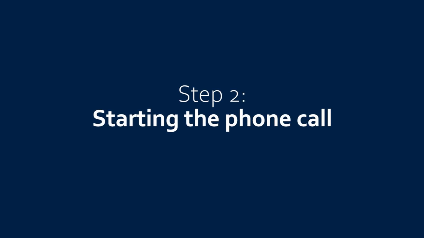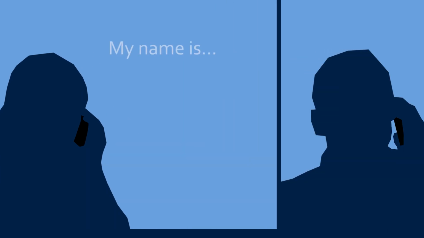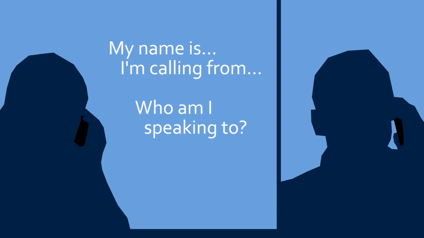Step 2. Starting the phone call. If the person does not answer the phone, do not leave a voicemail. If they do answer, introduce yourself by name. Clearly explain which team and hospital you're calling from and establish who you're speaking to. Check that they can talk privately. Speak slowly. Counting to 3 in your head can help slow you down, particularly if you're feeling nervous.